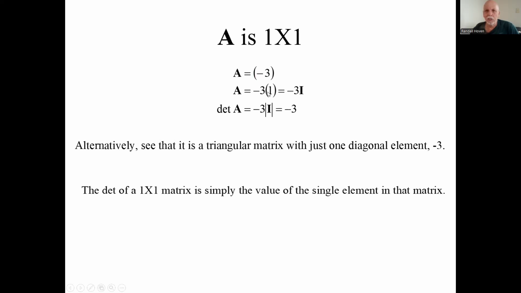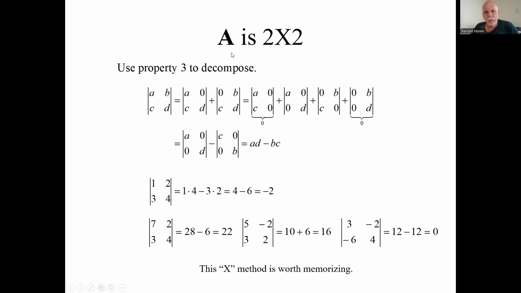Probably an easier way to look at it is this is a triangular matrix. It's only got one element, so that's the main diagonal, that one element. So that's the determinant. That's kind of a trivial, easy case. Let's move up to 2 by 2.